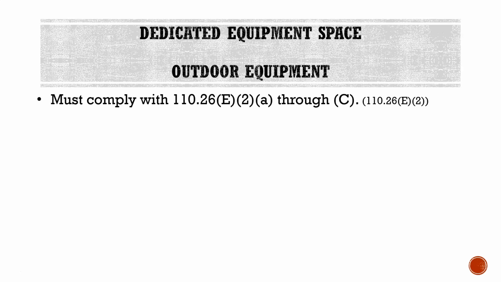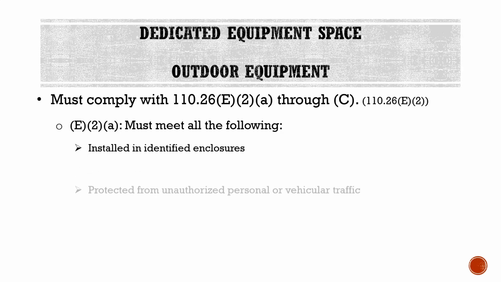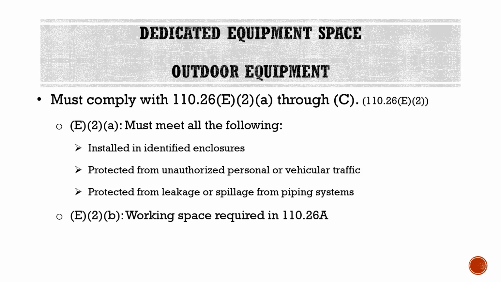Now we're going to talk about the same concept, dedicated equipment space, for outdoor equipment. So outdoor equipment must comply with 110.26(E)(2)(a) through (c). So we only have 3 requirements for outdoor equipment as opposed to 4 for indoor equipment. (E)(2)(a) tells us that the dedicated space for outdoor equipment must meet all the following. Must be installed in identified enclosures, must be protected from unauthorized personnel or vehicle traffic, and it must be protected from leakage or spillage from piping systems.